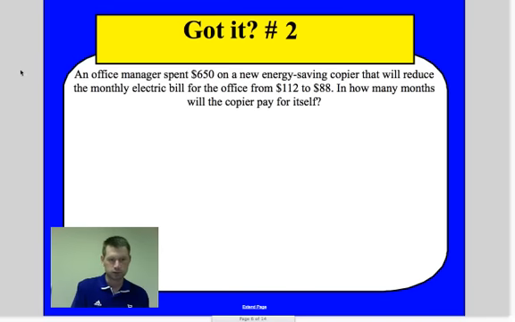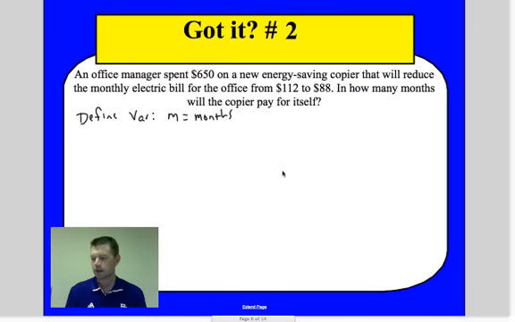So the first thing is we have to define a variable, just like we've done in previous sections. So let's go with m, which is equal to the months that we're going to have the copier. Now, let's say here's the old copier. How much were we paying a month? Well, we were paying $112 per month. So there's the old copier.